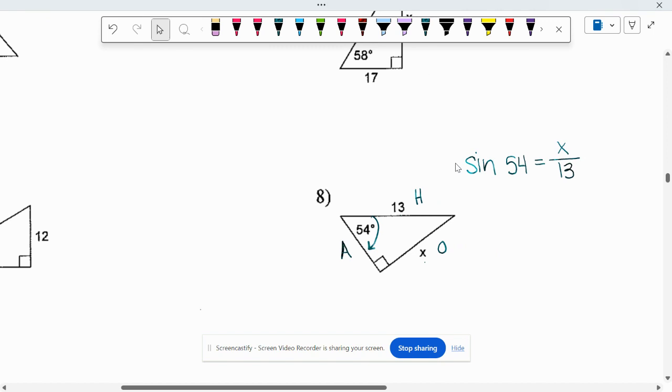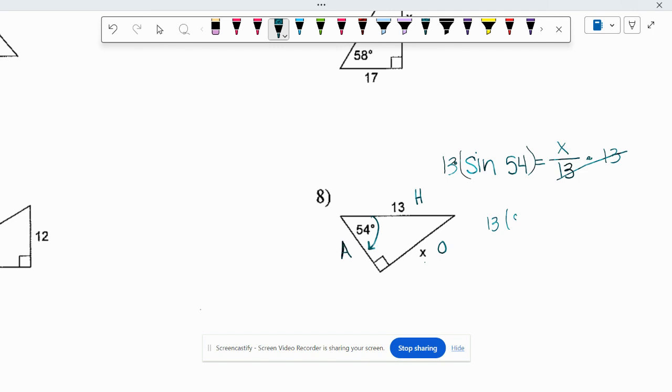How do we get x by itself? Multiply both sides by 13. So this cancels out, and I have 13 times the sine of 54 equals x. What is 13 times the sine of 54?